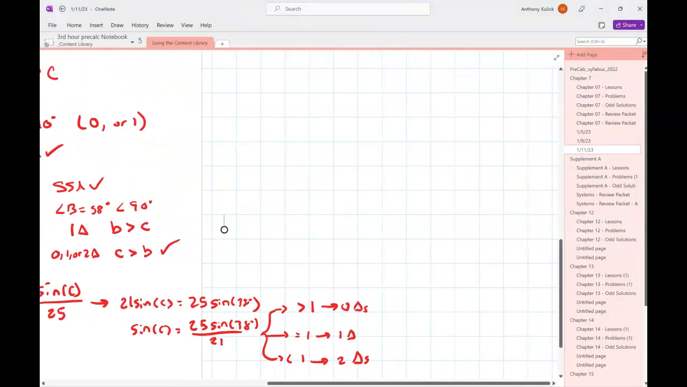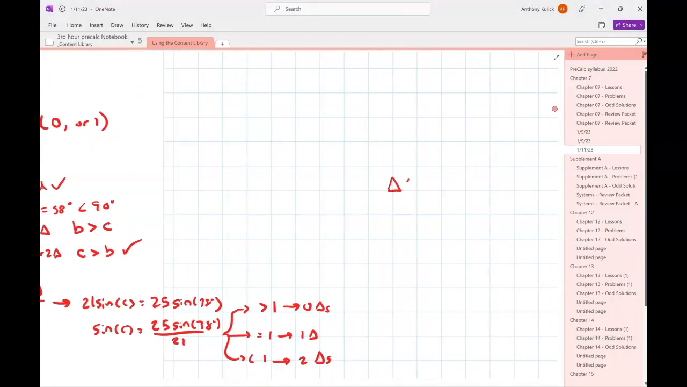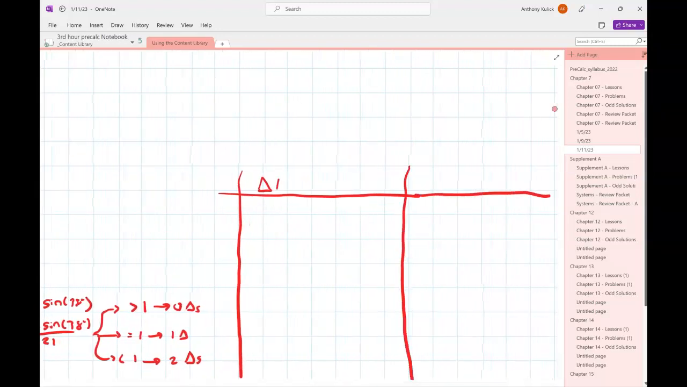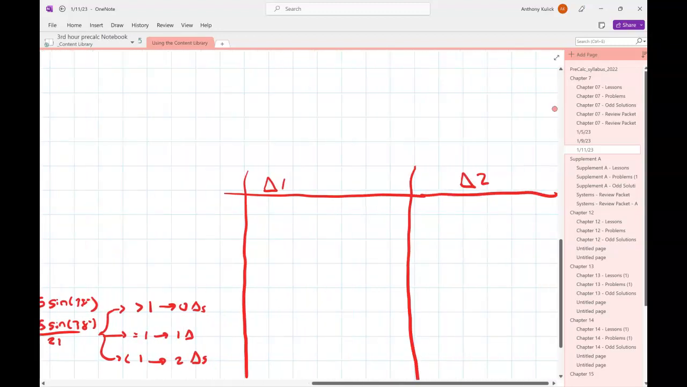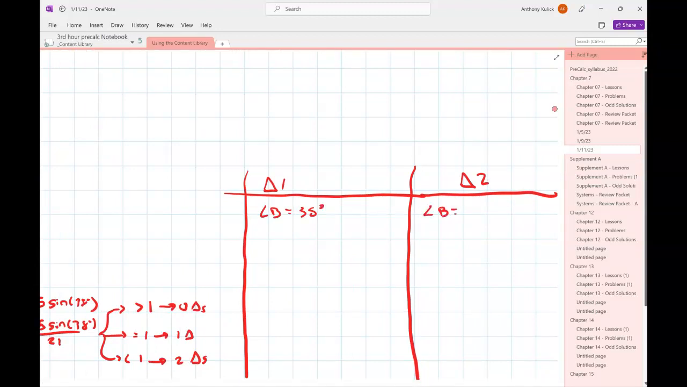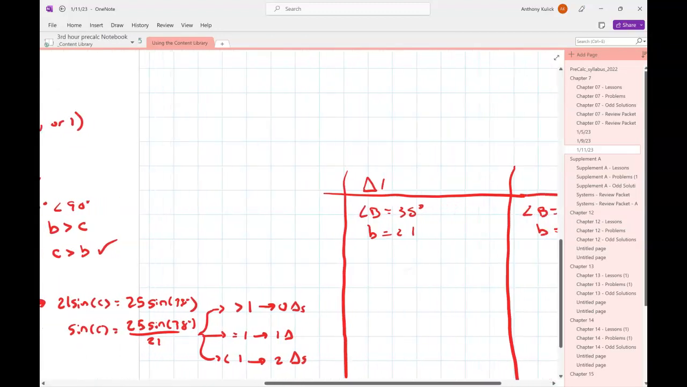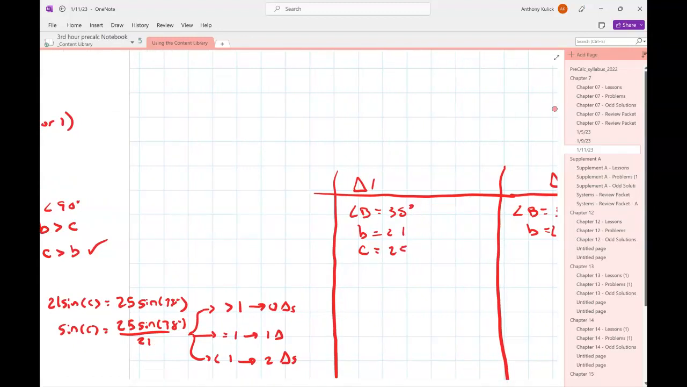Now to actually start the part of the question that Duan asked about. We're going to have 2 sets of answers, one from triangle 1 and one for triangle 2. So the givens are the same in both triangles. I know angle B is 38. I know side B is 21. And I know that side C is 25.